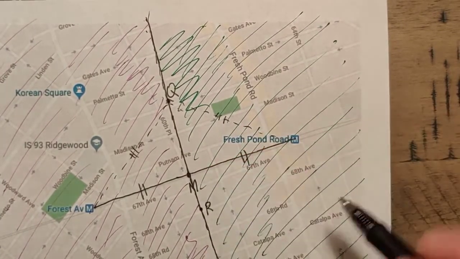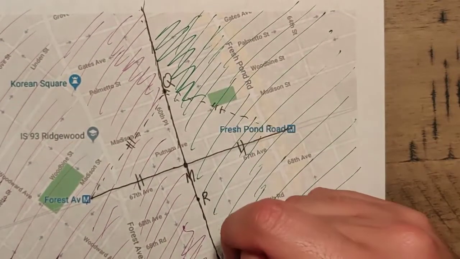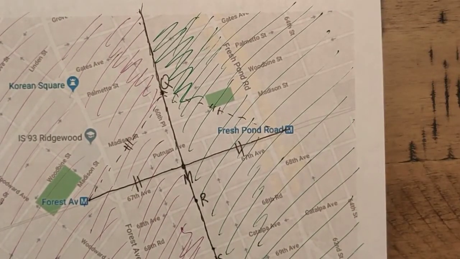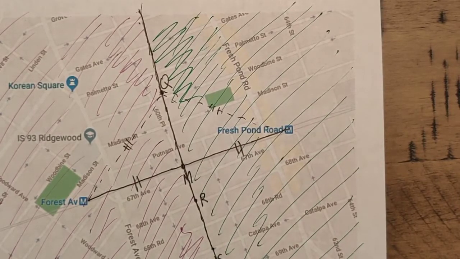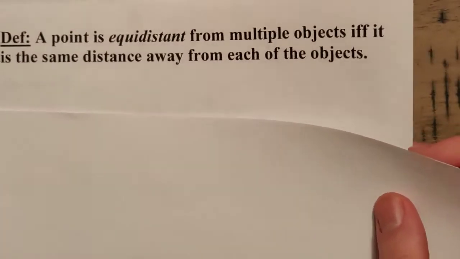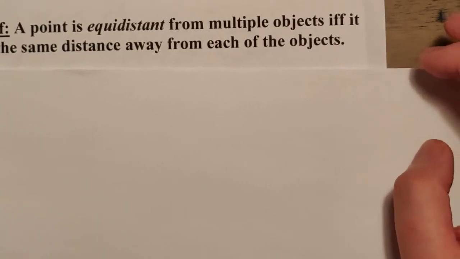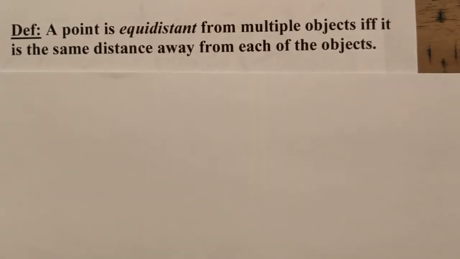Call this point down here R, for instance. From Forest to R and Fresh Pond to R, both of them should still be the same, right? And then you can have a point S down there, and so on and so forth. So all these points, as you can see, are the same distance away. In this situation, we're going to define it in this fashion: a point is equidistant from multiple objects if and only if it's the same distance away from all those objects. Considering the word equidistant, this definition makes a lot of sense, right?